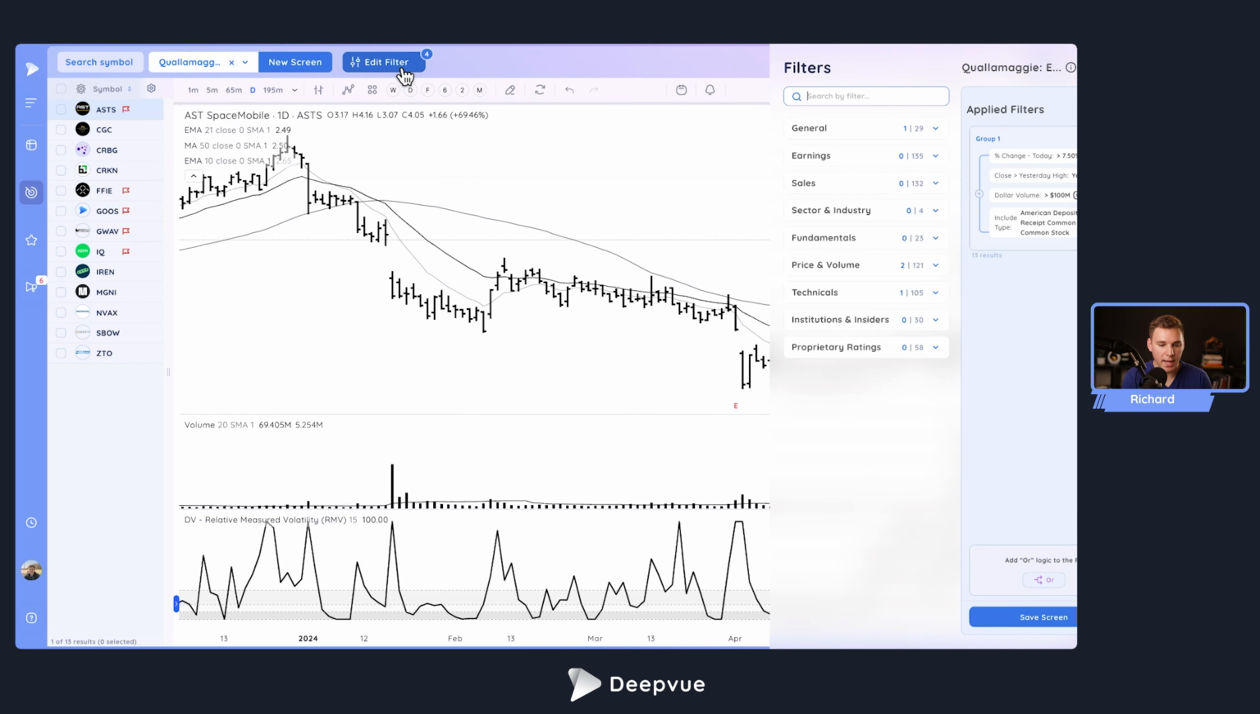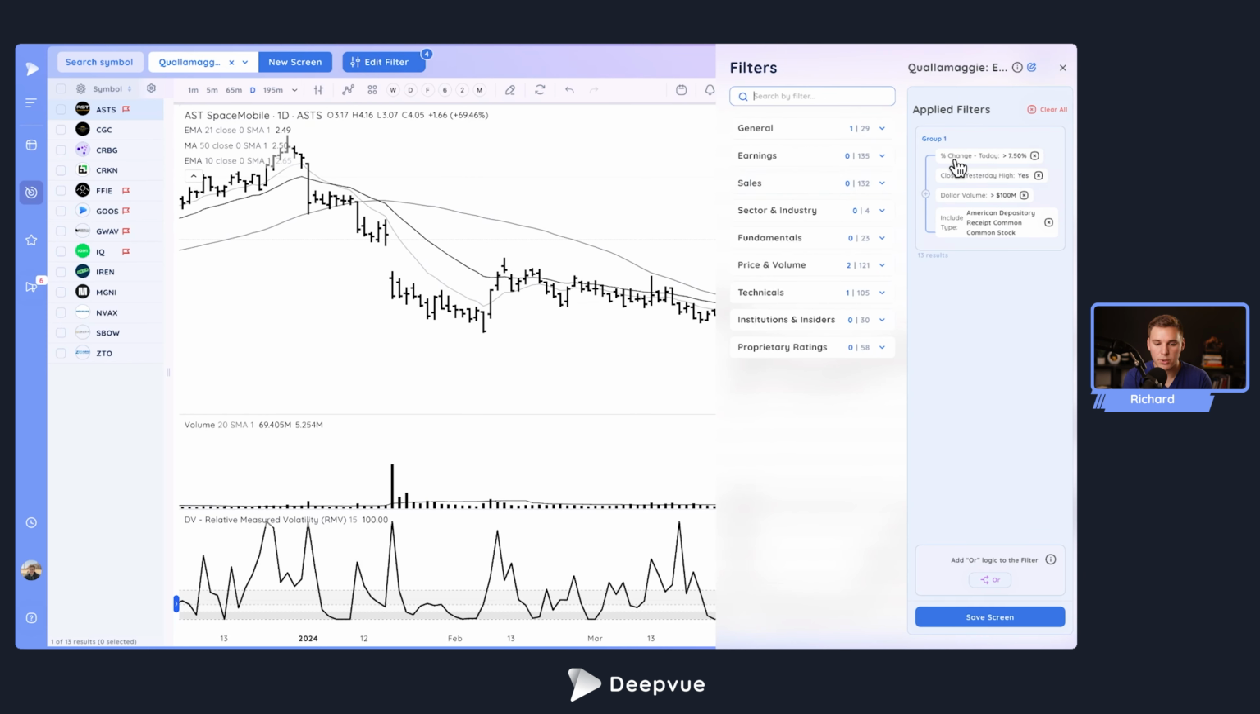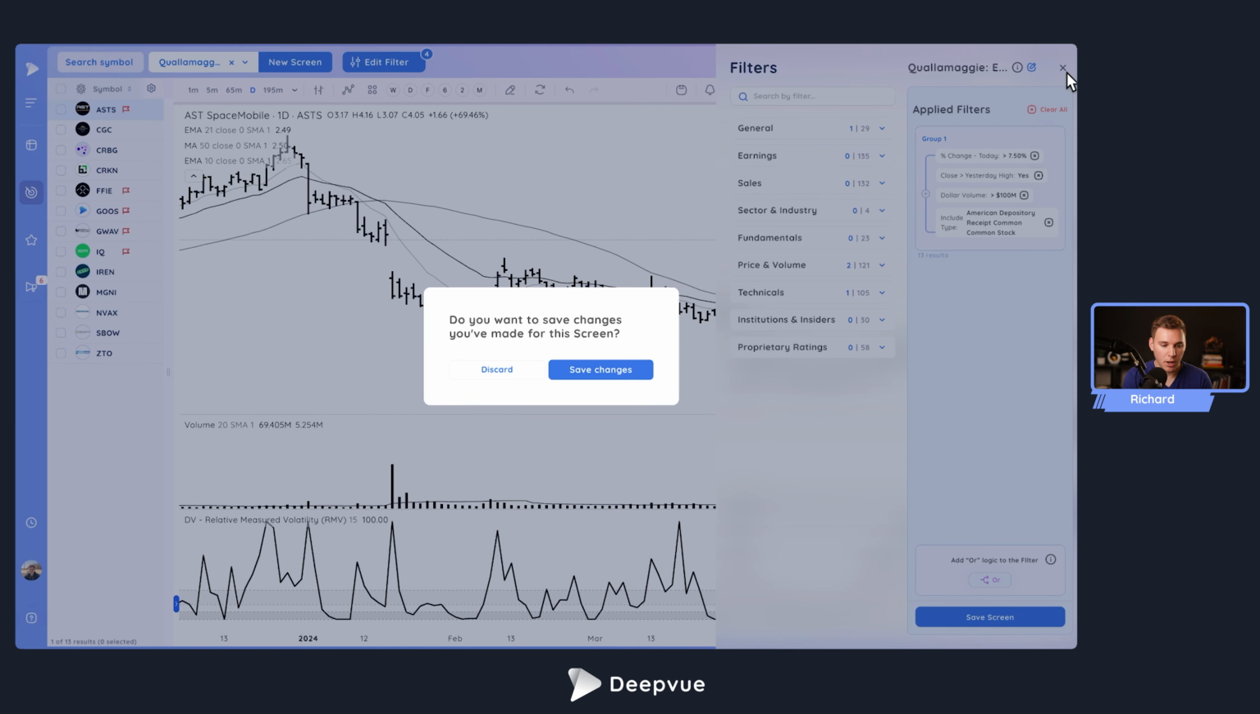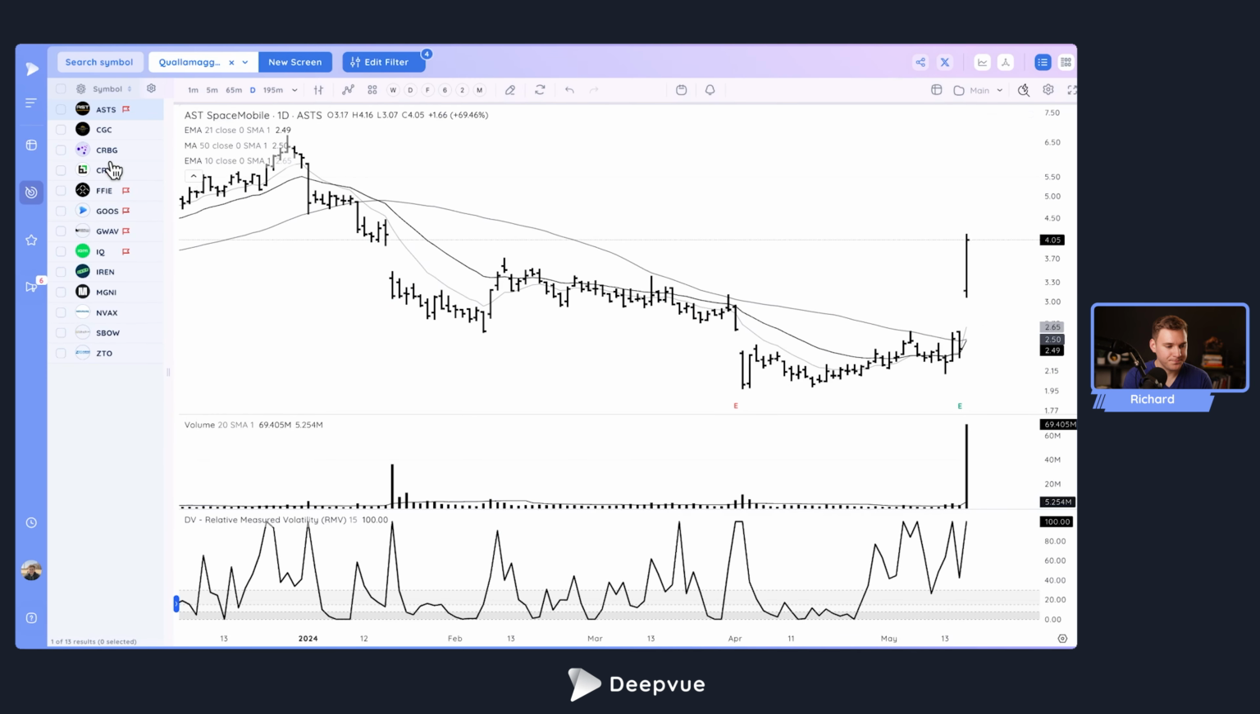And taking a quick look at the filters, what we're looking for is a percent change today of greater than 7.5%, close greater than yesterday's high, dollar volume over 100 million, and we're looking for ADRs or common stocks. And you could definitely tweak this criteria if you'd like to, but we found that these filters usually bring up some pretty good results.